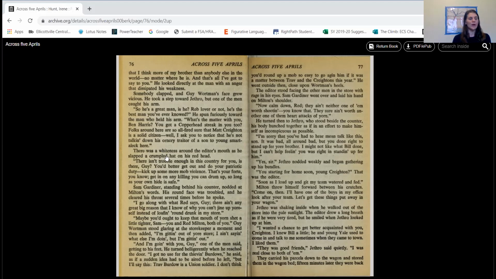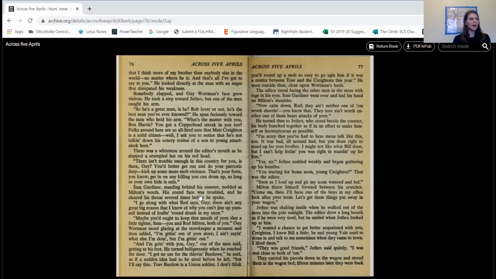There was a whiteness around the editor's mouth as he slapped a crumpled hat on his red head. There isn't trouble enough in this country for you, is there, Guy? So Guy Wortman is his name. You'd better get out and do your patriotic duty. Kick up some more mob violence. That's your forte, you know. Get in on any killing you can drum up, so long as your own hide is safe.